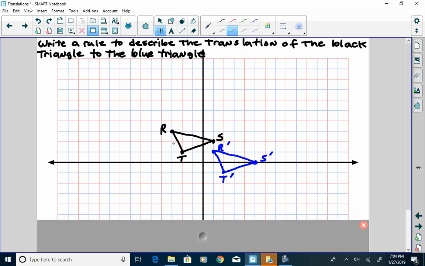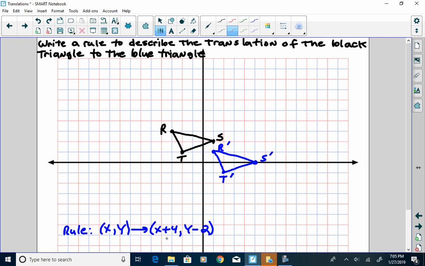All right, our x value is moving to the right. If I'm going from R to R prime, here's R on the x-axis. Here's the location of R prime on the x-axis, and that's simply 1, 2, 3, 4 units to the right. So that should be x plus 4. For our y value, R is located up here, R prime is located here, so that's 2 units down. So it looks like our rule should be x plus 4, y minus 2.